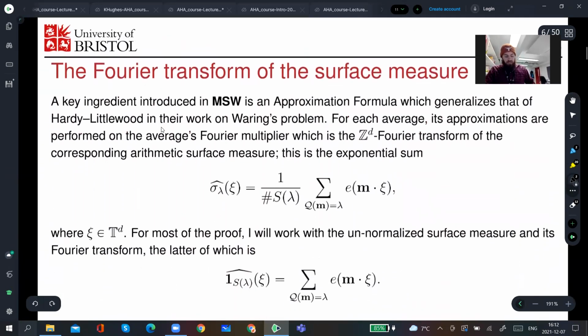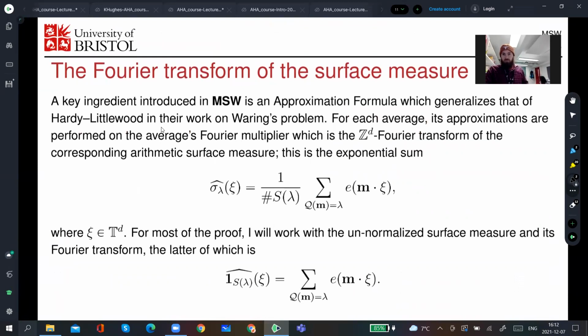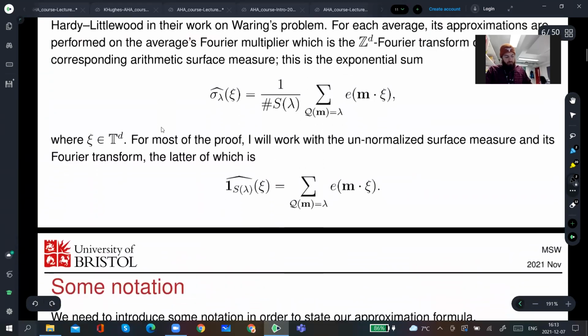So we saw in previous lectures that an important ingredient for us is an approximation formula due to Magyar Stein Wainger. That approximation formula is for the multiplier of the average, right? Our average is a convolution operator. There's a kernel attached to that convolution, which is sigma of lambda, and the Fourier transform of that is our Fourier multiplier. It's this exponential sum in the middle. And we proved an approximation formula for the unnormalized measure, which I'm just calling the indicator function of S of lambda. And it's that exponential sum at the bottom.